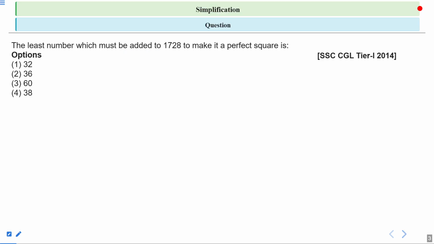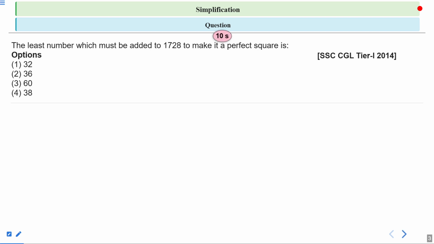Now see the question. The question says: the least number which must be added to 1728 to make it a perfect square number. This question was asked in the SSC CGL Tier 1 exam in 2014. There are four options. First is 32, second is 36, third is 60 and fourth is 38.